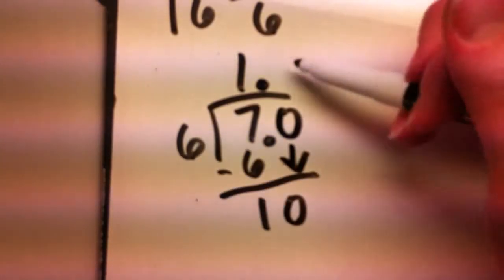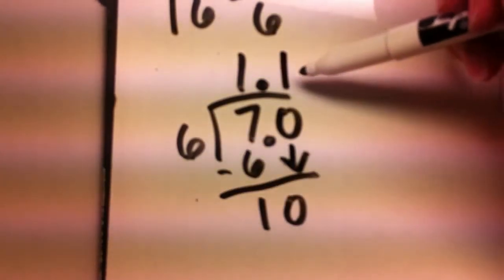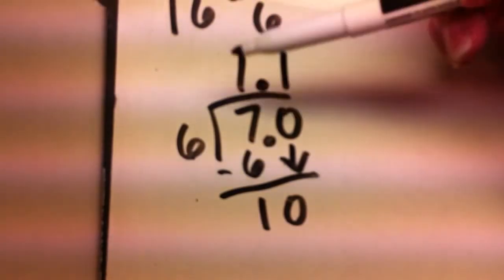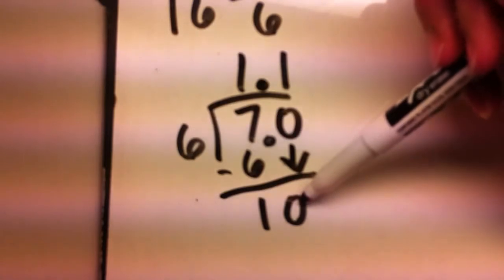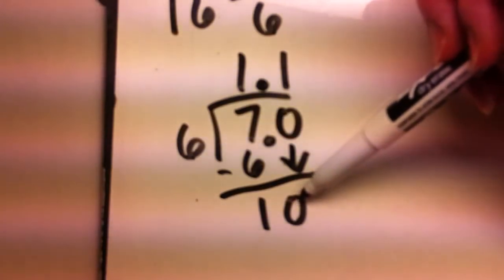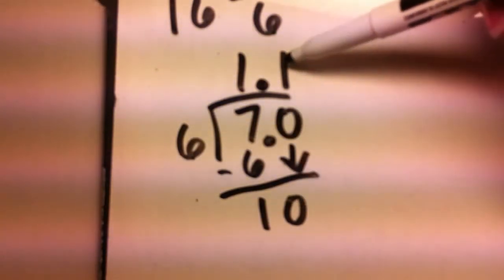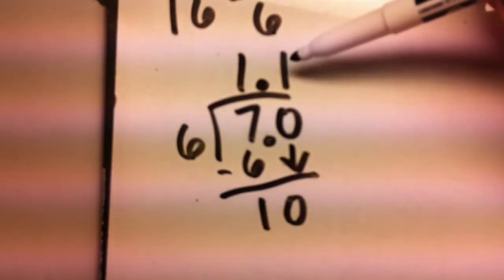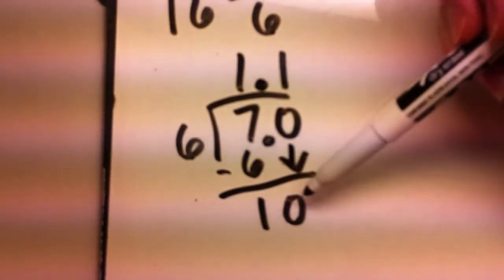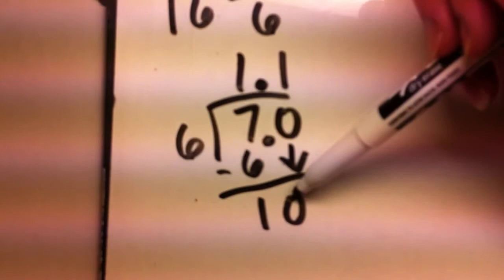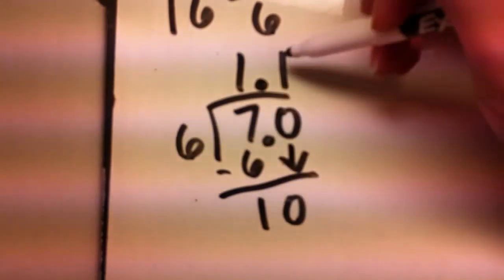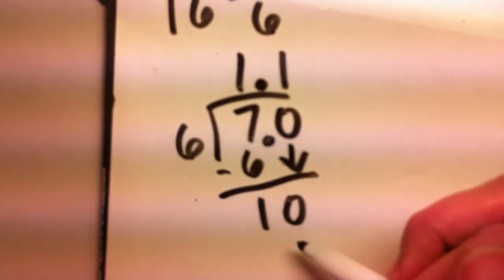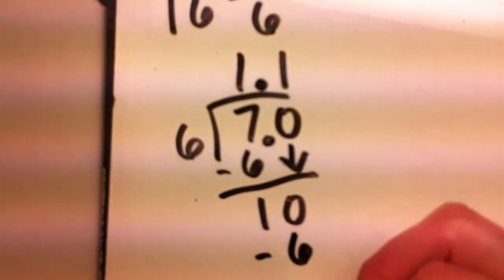6 goes into 10 one time. Now this is not repeating though, because the first time I was trying to figure out how many times 6 went into 7. This time it's how many times 6 goes into 10. So even though I get the same result up here in my quotient, it's not repeating because it's a different problem. 6 went into 7, now 6 is going into 10. Two different things.